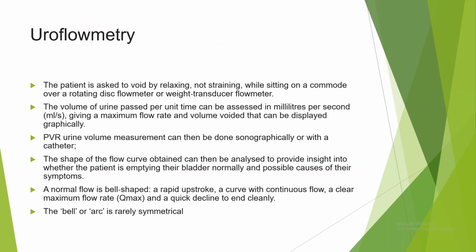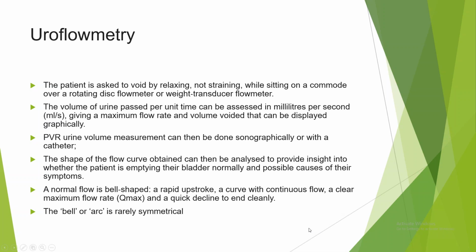So what exactly is done in uroflowmetry? The patient is asked to void by relaxing and not straining while sitting on a commode over a rotating disc flow meter. As I showed you, that is a rotating disc. On that, a container is kept, and the patient will void in that container. So the volume of urine passed per unit time can be assessed in ml per second, giving a maximum flow rate and volume voided that can be displayed graphically. I will show you the graph so you can understand better. Afterwards, post-voidal residue can be measured, either through scan or with an invasive catheter.